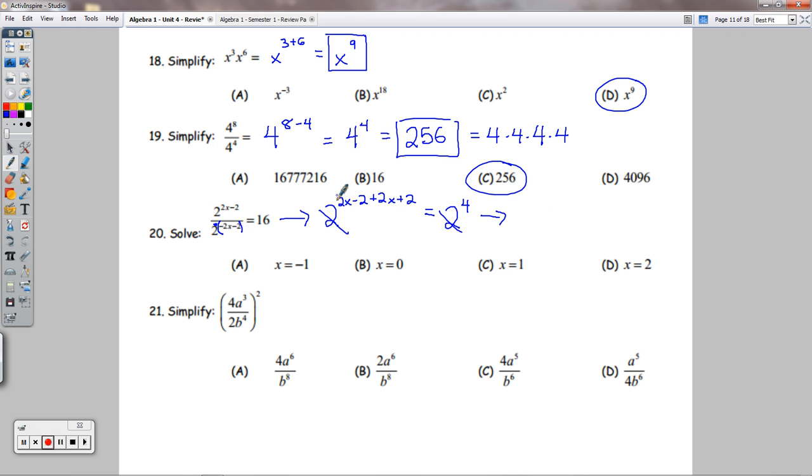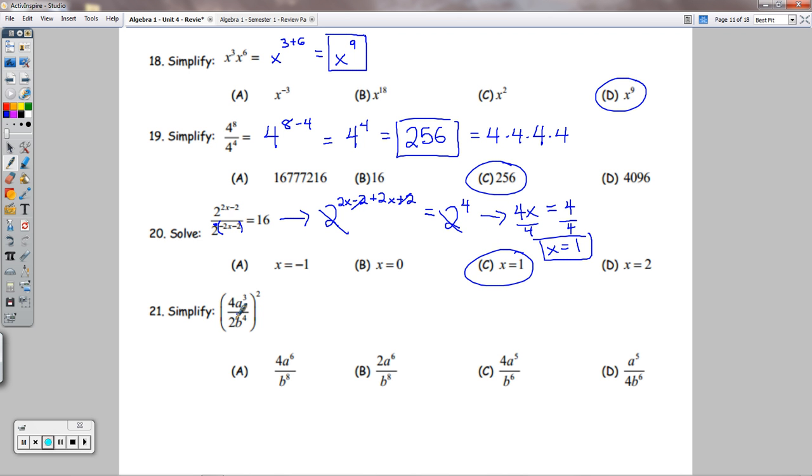If we combine like terms here, 2x plus 2x is 4x. Negative 2 plus 2, those two terms would cancel out. So you just have 4x equals, and then you have 4 on this side. Dividing both sides by 4, you get x equals 1. Final answer on that one, choice C.